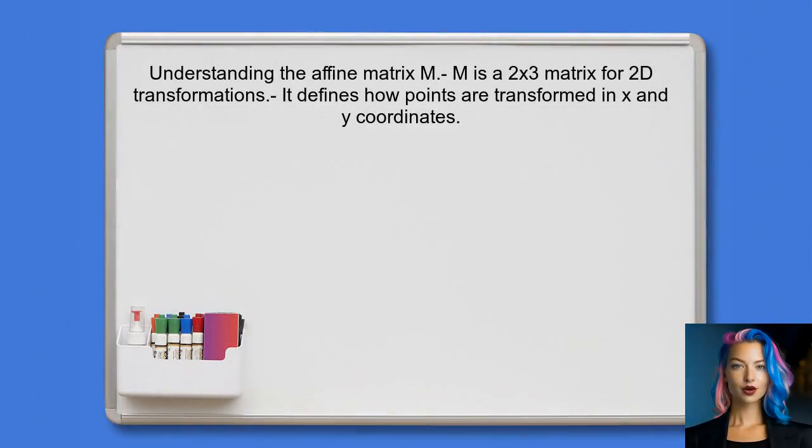To understand the issue with the cv.transform function, let's first clarify what the affine matrix M represents. The user should know that M is a two-dimensional array that defines how points are transformed in the X and Y coordinates.